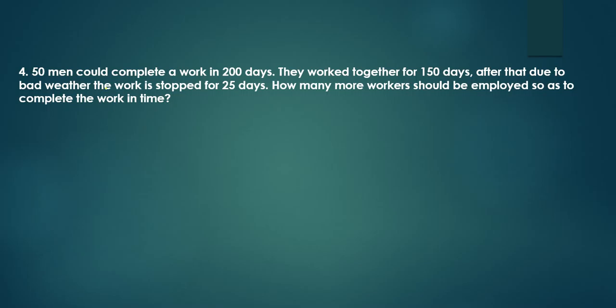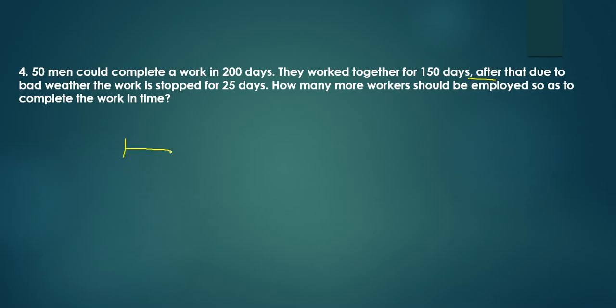Now 50 men could complete a work in 200 days. They worked together for 150 days. After that, due to bad weather, the work is stopped for 25 days. How many more workers should be employed so as to complete the work? See here how to tackle these kinds of questions.